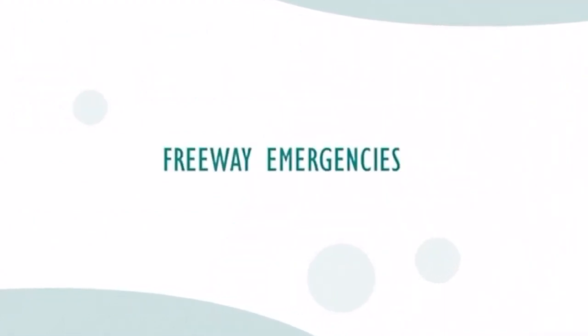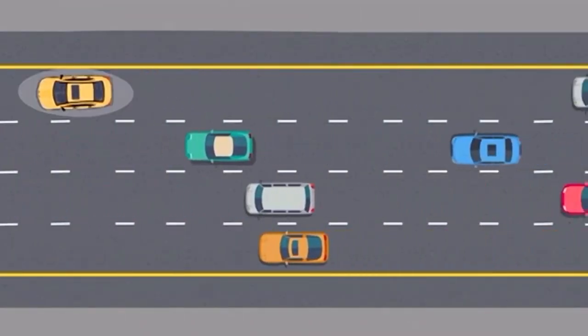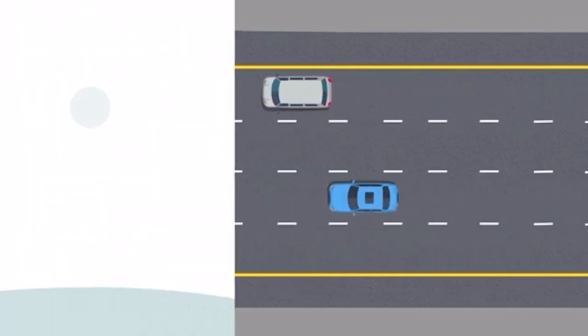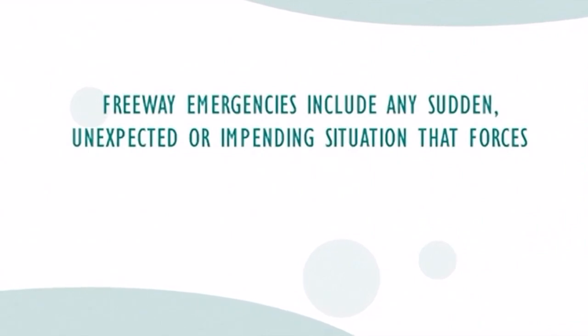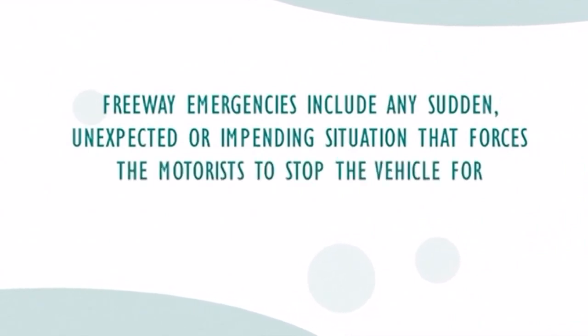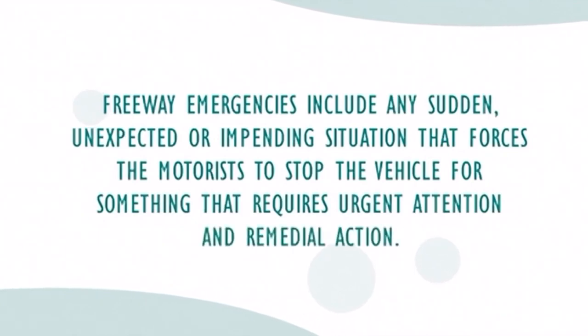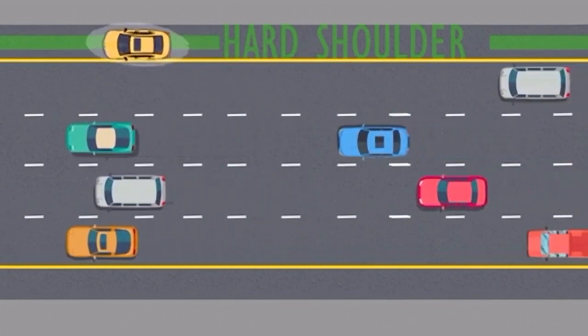Freeway emergencies. Now we will learn about freeway emergencies. Motorists are not allowed to stop, wait, or park on a freeway unless it is an emergency. Freeway emergencies include any sudden, unexpected, or impending situation that forces the motorists to stop the vehicle for something that requires urgent attention and remedial action. If motorists need to stop on the freeway, they must stop in the hard shoulder.